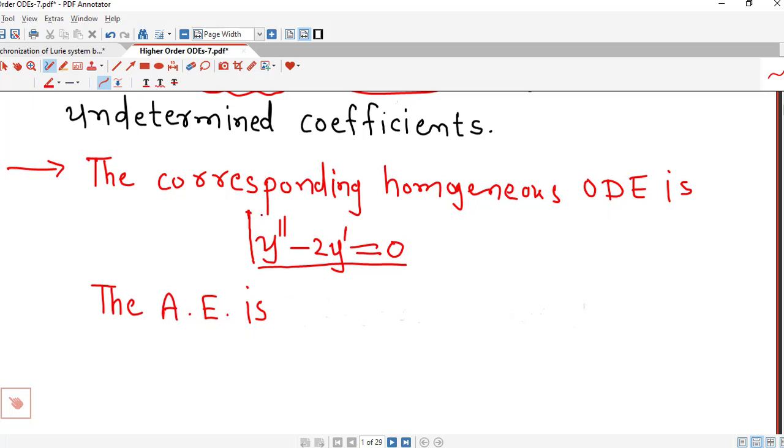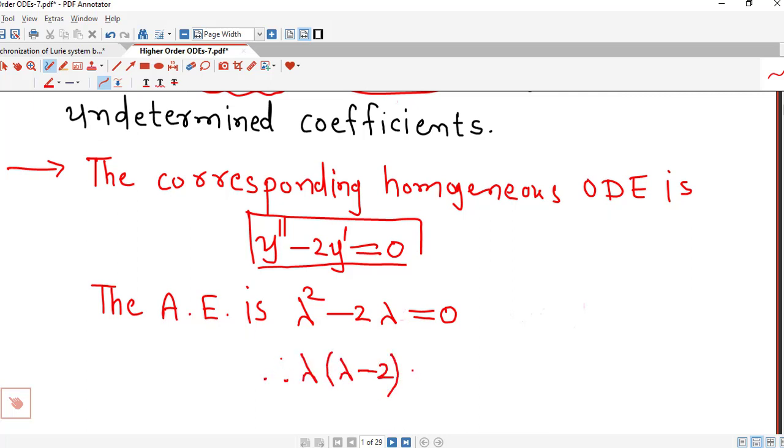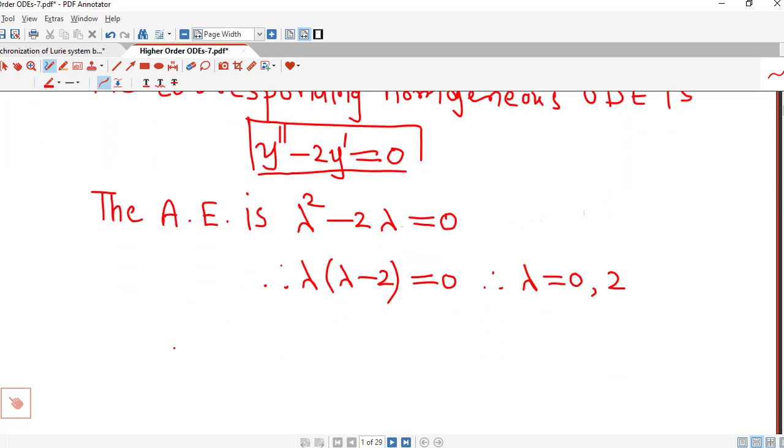Now to solve this equation we have to write its auxiliary equation. So the auxiliary equation is lambda square minus 2 lambda equal to 0. So here we can take lambda common and we have lambda times lambda minus 2 equal to 0. So this will give us lambda equal to 0 and 2. So both the roots are real and distinct.